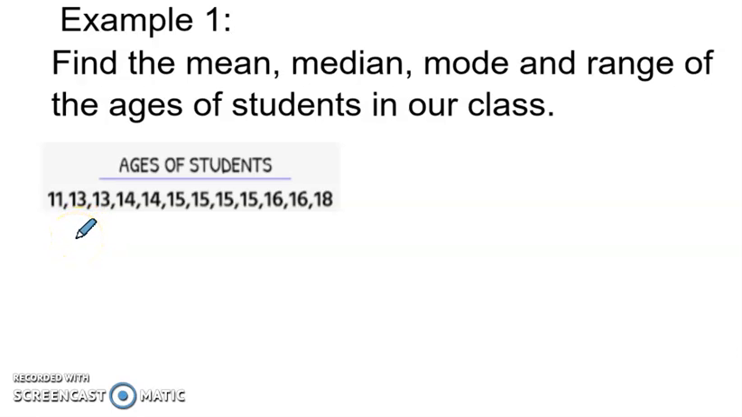So it looks like we have 11 plus 13 plus 13 plus 14 plus 14 plus 15 plus 15. How many 15s? We have 4 15s. Let me add a couple more in there. 2 16s. And it looks like we have an 18-year-old in our class. It's quite a range. Okay, so I added those together and I got 175.